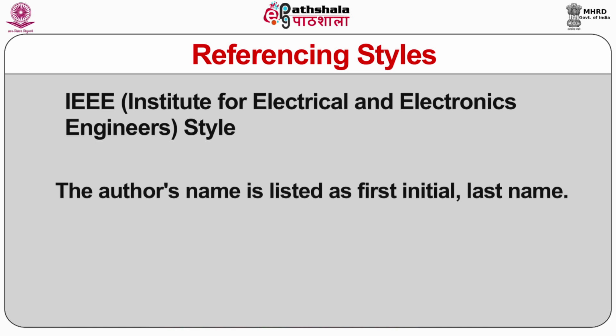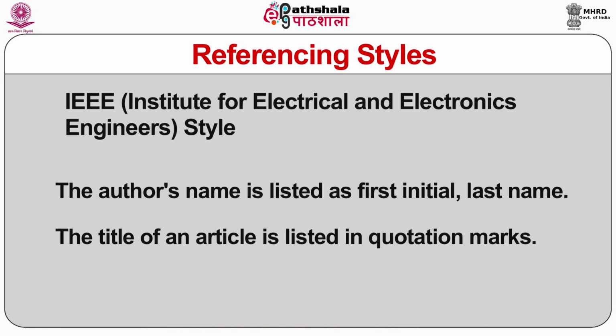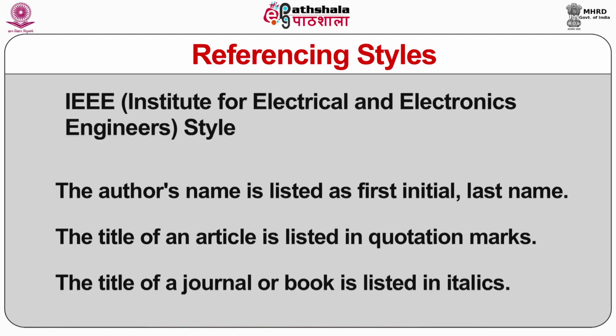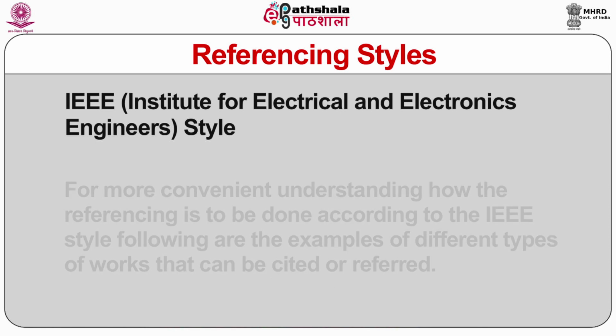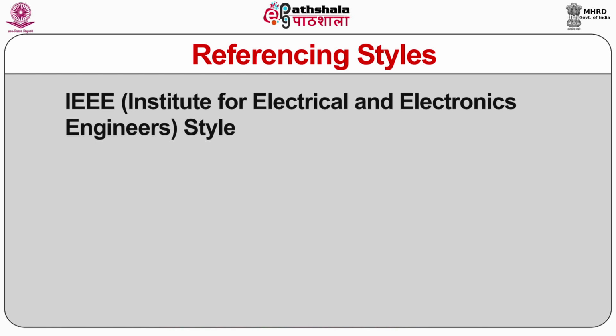First, the author's name is listed as first initial, then the last name. Then, the title of an article is listed in quotation marks. Third, the title of the journal or the book is listed in italics.